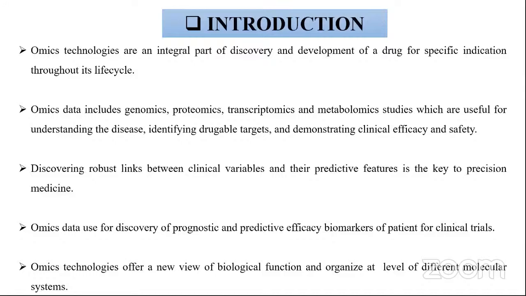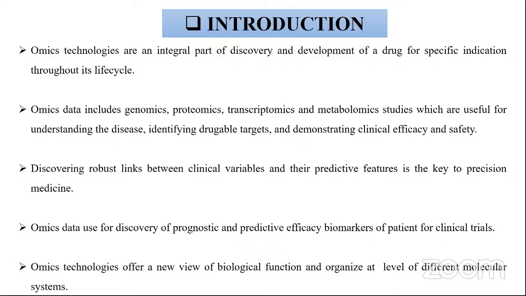So omics includes genomics, proteomics, transcriptomics, and metabolomics studies, which are really helpful for understanding the disease. Okay. So identifying druggable targets and mastering their clinical efficacy and safety. If you find any druggable targets, you can also study the clinical efficacy of any of those drug targets. Okay. So it has provided a novel, robust link between the clinical variables and the predictive features. If you understand the omics approach and you get a novel druggable target, you can study that target with respect to clinical data sets and based on the predictive features.